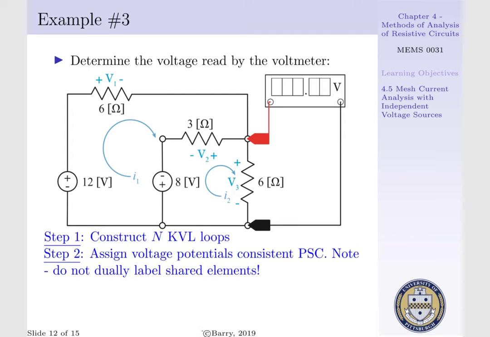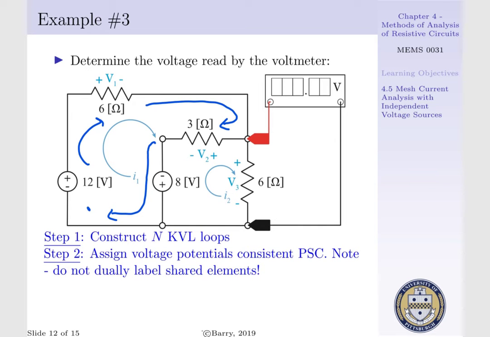That is, if we start in the bottom left-hand corner, as we move through loop 1, we assign V1 to our 6 ohm resistor, and then as we progress through the upper portion of the loop, we'll assign V2 to our 3 ohm resistor. Then we proceed down and back to our starting location.